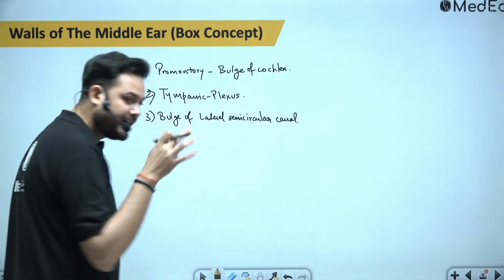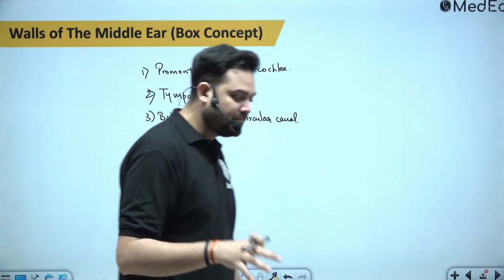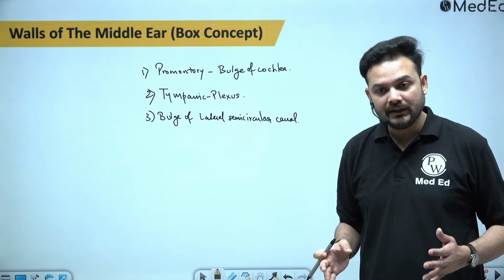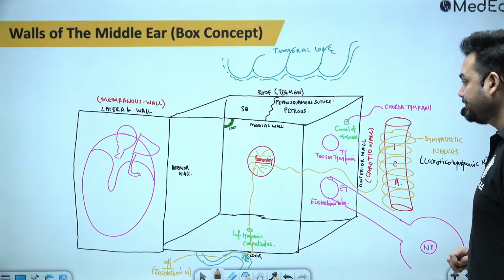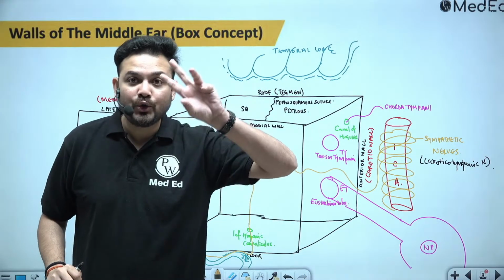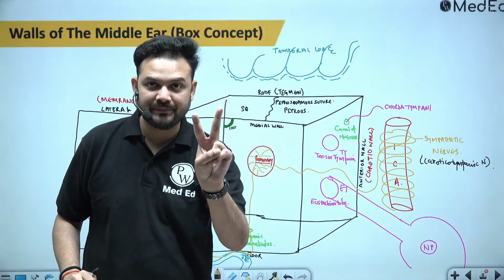Okay, so we have read about three important structures that are present on the medial wall of the middle ear. Now you have to remember two windows.